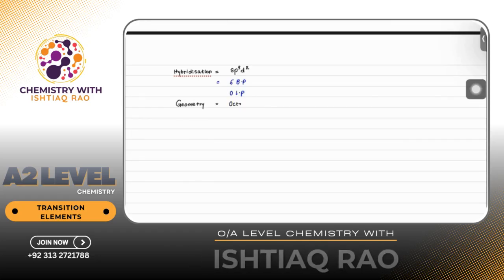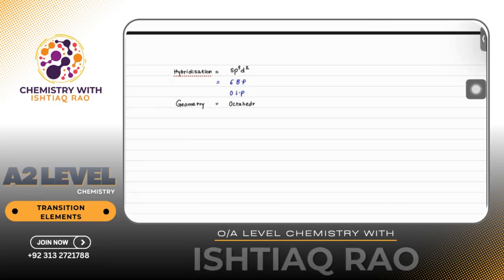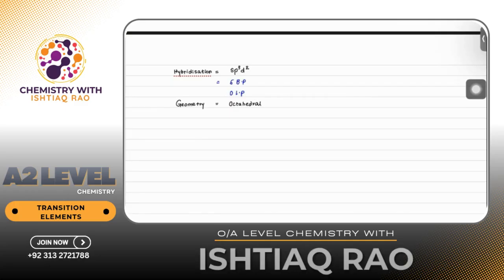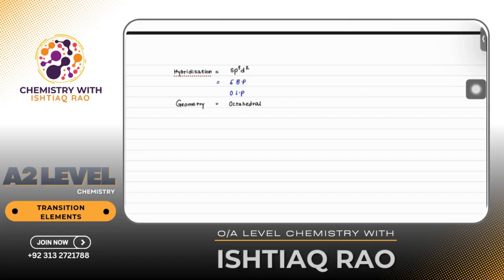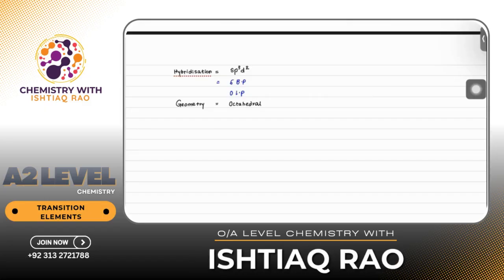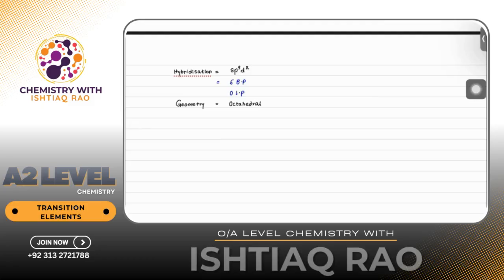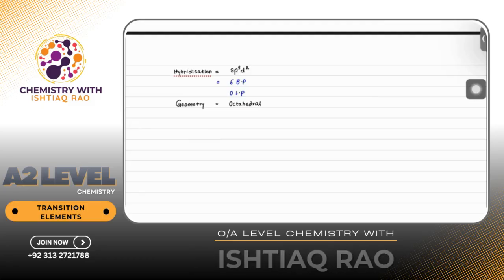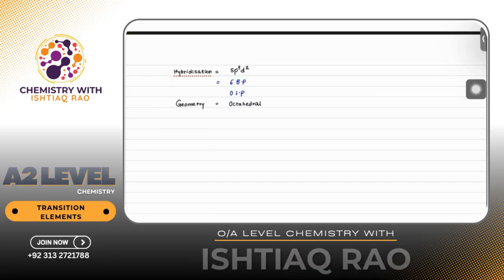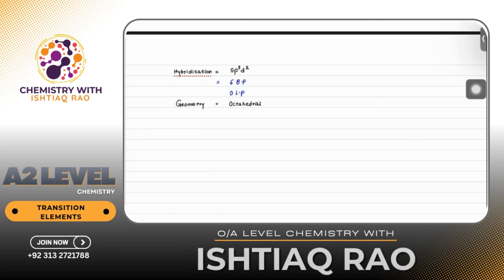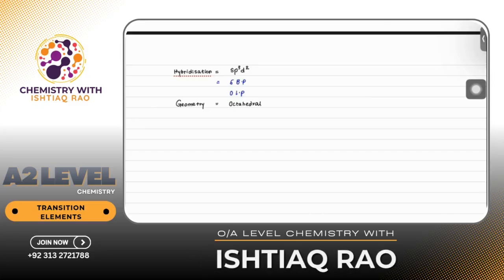It's from AS as well. When we were discussing chemical bonding, we discussed valence shell electron pair repulsion theory. What was that theory? On the basis of the presence of lone pairs and bond pairs of electrons, we can determine the shape of a molecule. So the same goes over there. That's why I can say that the shape is octahedral, decided on the basis of lone pairs and bond pairs.